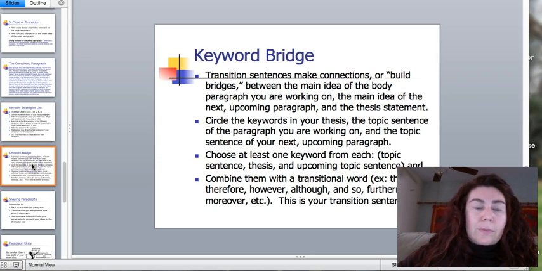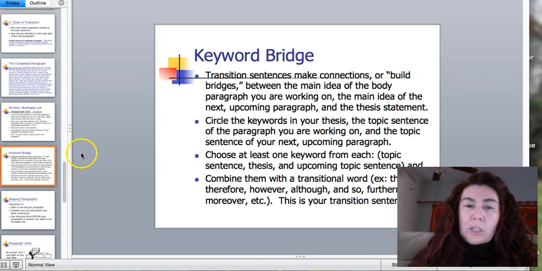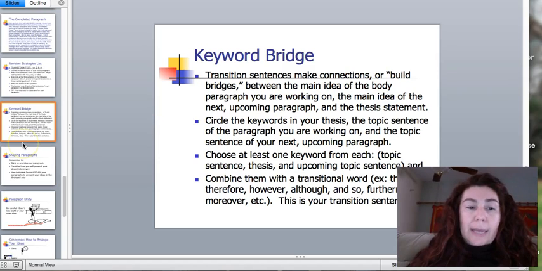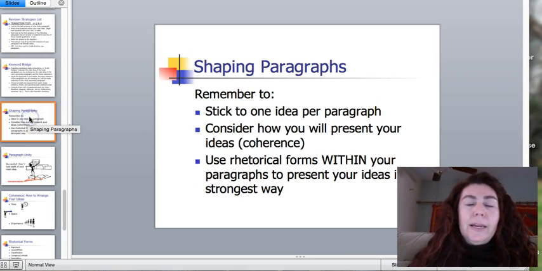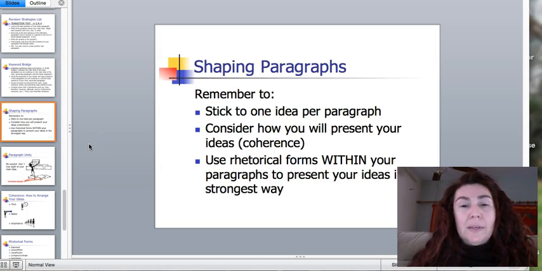The second strategy that you can use to create a transition is to think about your thesis and circle the keywords in your thesis or in your topic sentence, and then look at the topic sentence of your next paragraph and think about how you can combine these with transitional words so that people, again, can understand where you're going and what the connection is between the two ideas. So those are two strategies for you to play around with.